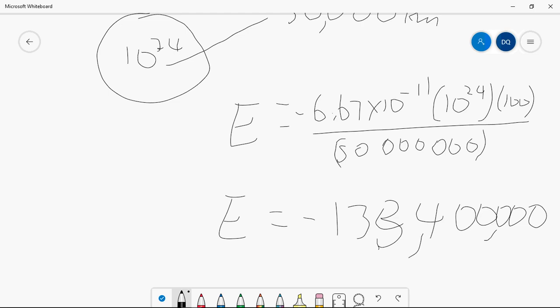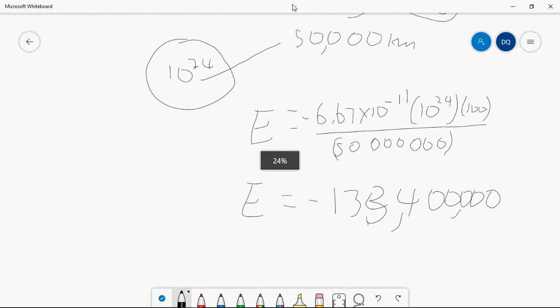So this gravitational potential energy is the amount of energy that the body has at a distance 50,000 kilometers away from that planet that has a mass of 10 to the 24 kilograms. I know this is a negative, but if you were to put the body even closer to that, you get a larger negative, which would indicate the energy drop.